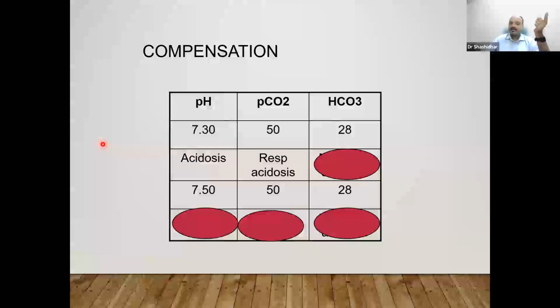But what has happened to bicarb? Bicarb has increased, right? So what should normally happen if there is respiratory acidosis? Bicarb should increase. So there is a metabolic compensation as well. So there is respiratory acidosis with metabolic alkalosis. This is what has happened in this baby.